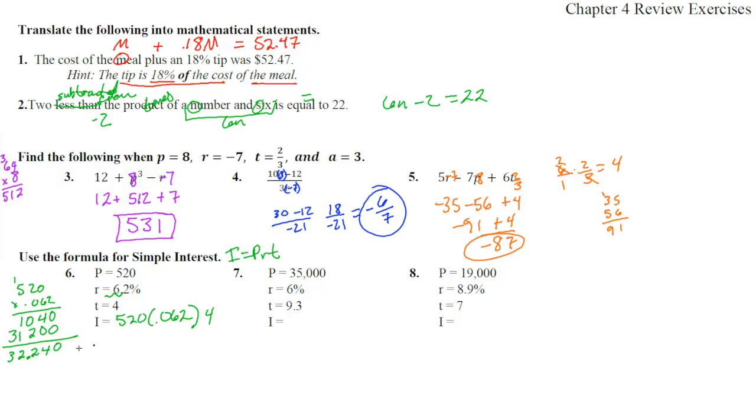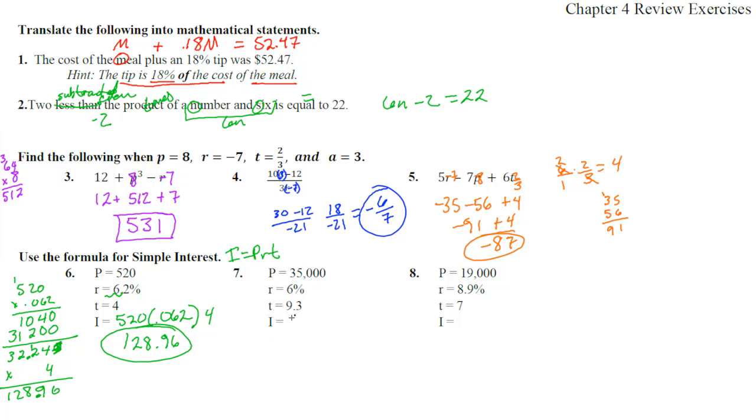So now we're going to take 32.24 times 4. 4 times 4 is 16. 4 times 2 is 8, plus 1 is 9. 4 times 2 is 8. 4 times 3 is 12, and 2 digits behind the decimal place. So we get the interest is going to be 128.96. And probably dollars and cents, I would guess. All right, the next one, number 7.